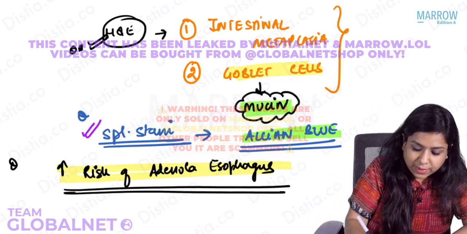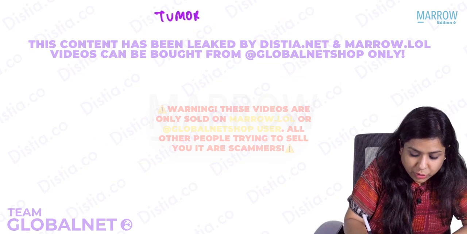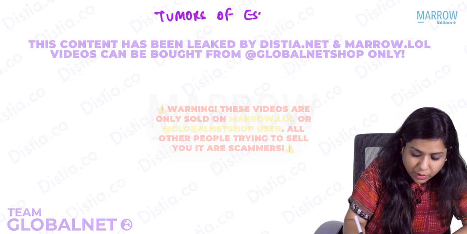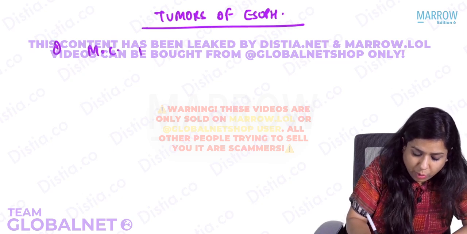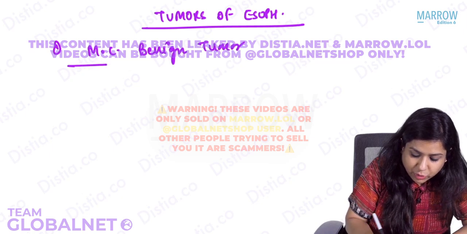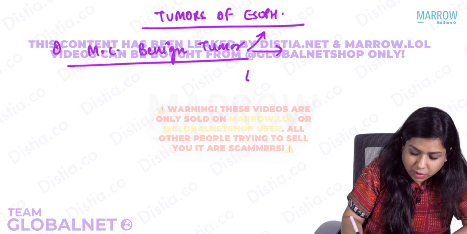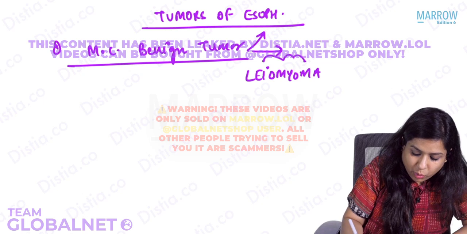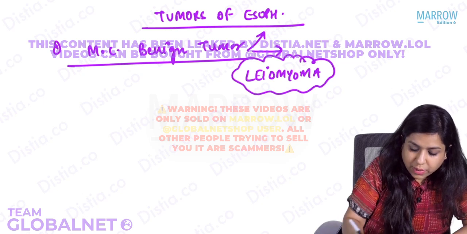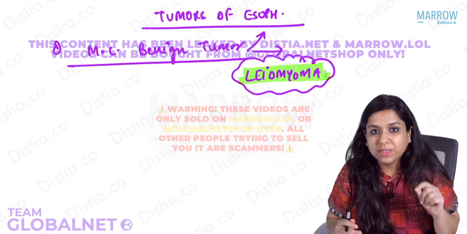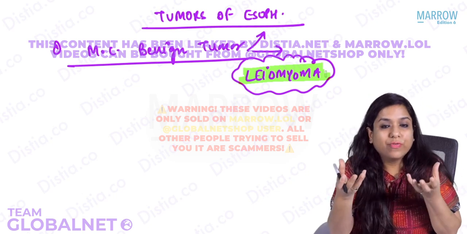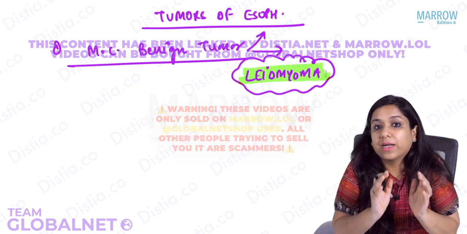Let's move to the next entity, students, that is the tumors of the esophagus. If I ask you a question, which is the most common benign tumor of esophagus? The answer is going to be a leiomyoma. What is the origin of a leiomyoma? It is a benign tumor of smooth muscle, right? Understood? Esophagus has got smooth muscle, so this tumor arises from that.